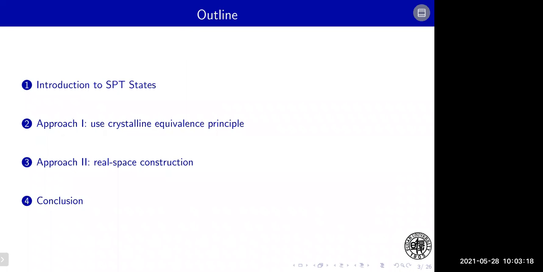So here's my outline. I will first give a very brief 1-page introduction to SPT phases, and then I will talk about the 2 approaches we're trying to solve the problem. The first one is to use the crystalline equivalence principle, and the second one is to do the real space construction. I will briefly explain what they mean later, and then I will conclude.